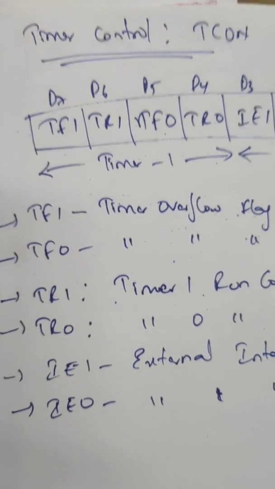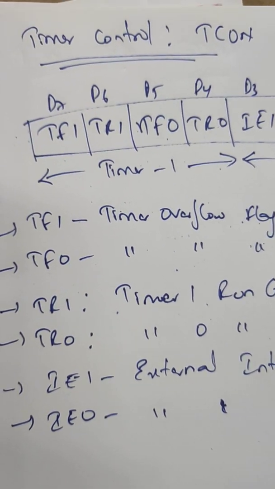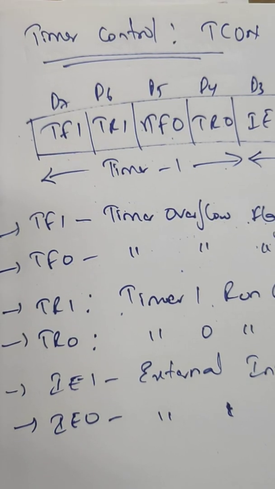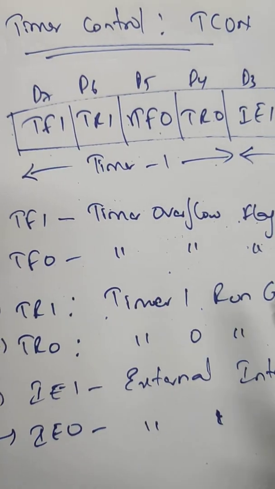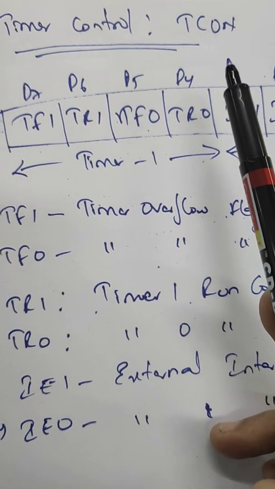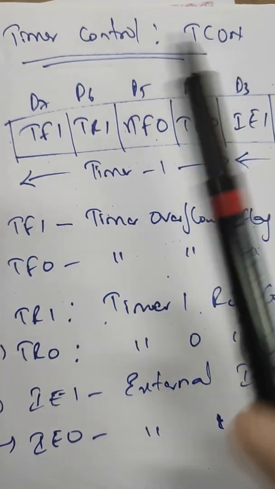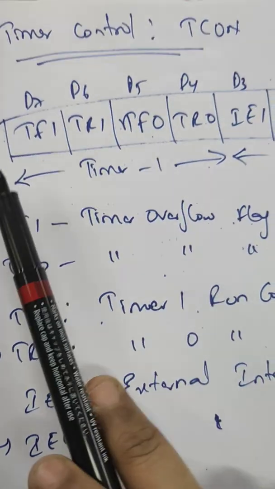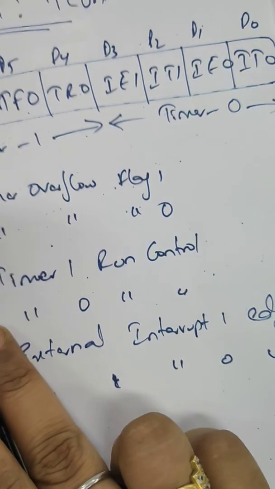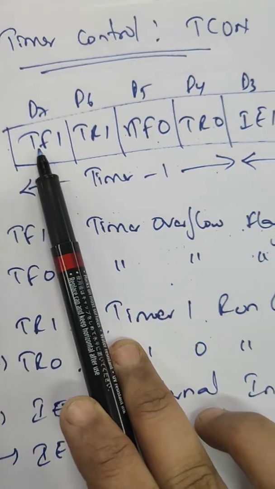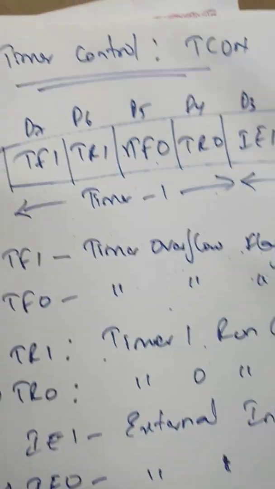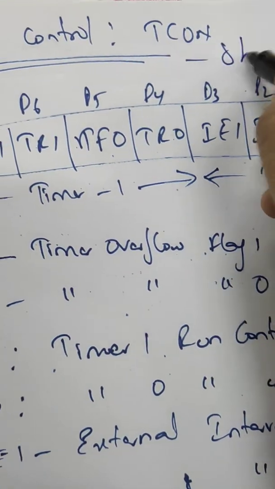Next, in the continuation of the control registers about the timers. So timers are counters. In the previous video, Tmod was discussed. Now we are going to deal with the Tcon. Tcon means timer control. Here also we are writing the flags from D0 to D7. Okay, 8 bits. It is also an 8-bit register, we can say that.